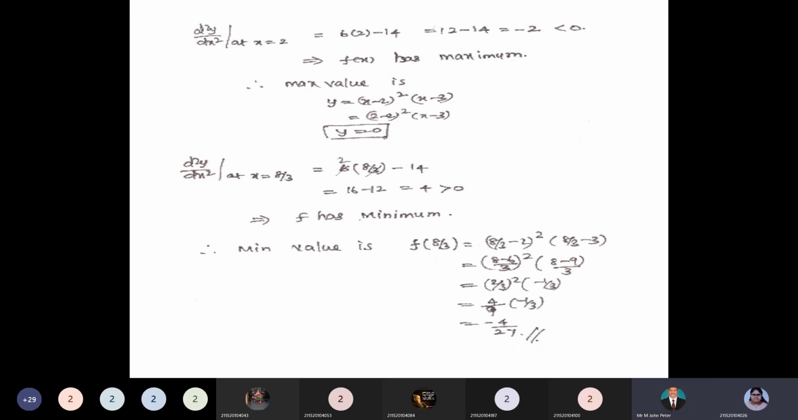So compare with the maximum value. The maximum value is 0, the minimum value is minus 4 by 27 for this function. So clearly understood: first, x equal to 2 is the maximum point, and x equal to 8 by 3 is the minimum point.